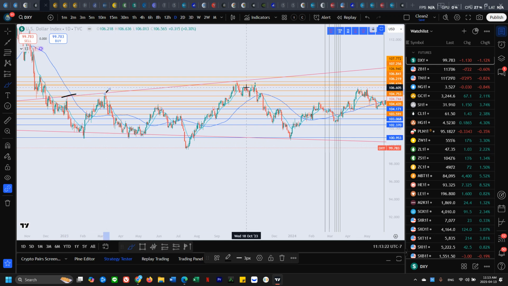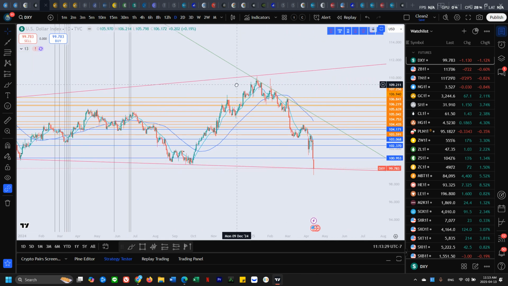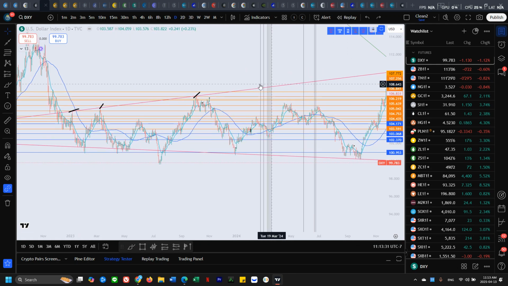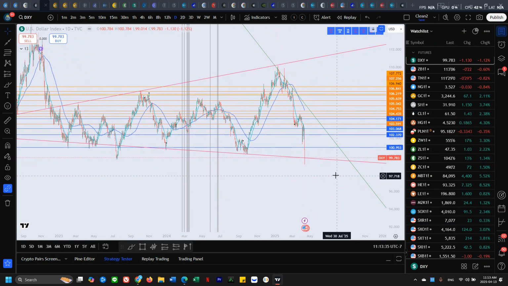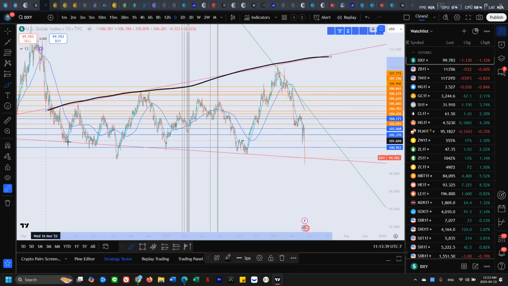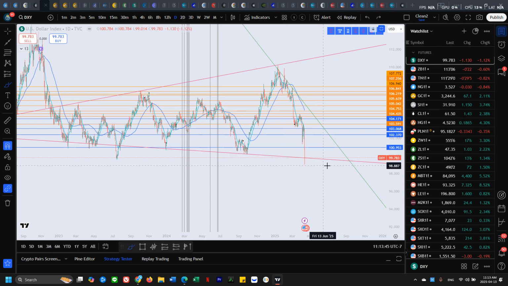Sorry, reject, higher high, another higher high, another higher high. All right, we'll keep that for the longer term outlook for the dollar. So the dollar is currently megaphoning, and this longer term support and resistance.